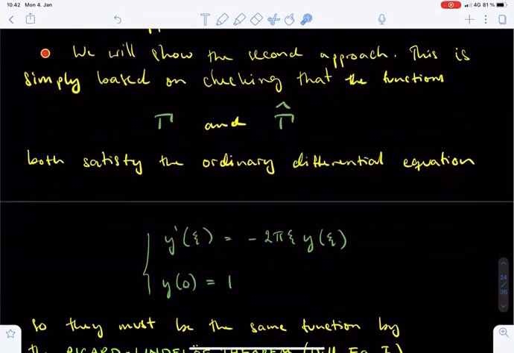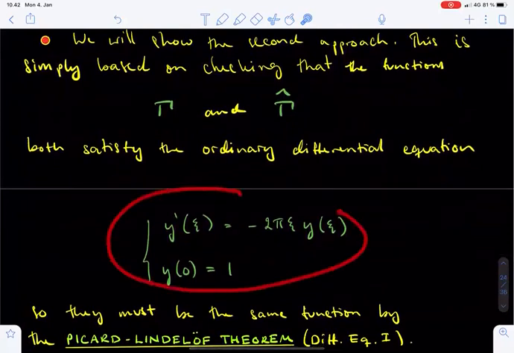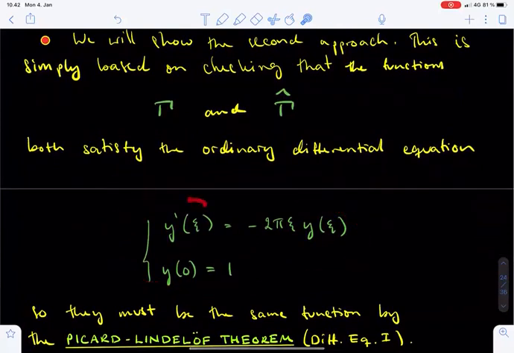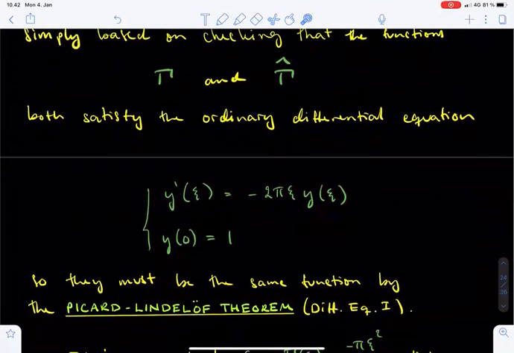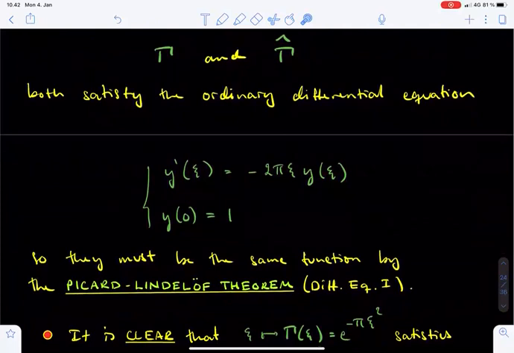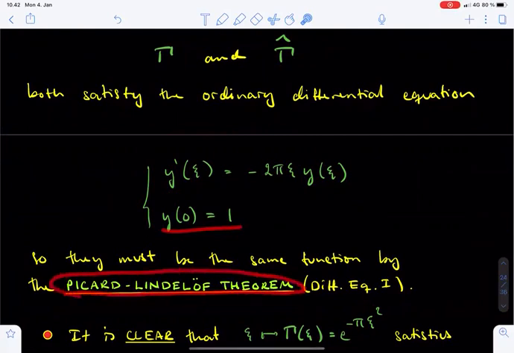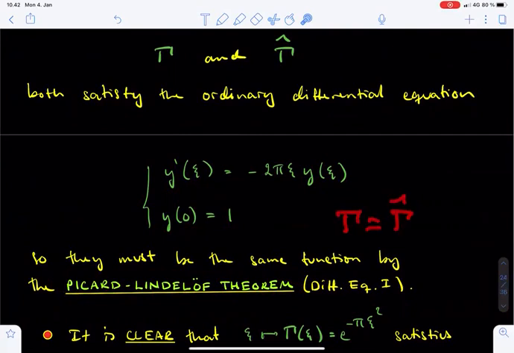To see this, we will verify that both functions satisfy the following ordinary differential equation. y prime at xi equals minus 2 pi xi times y at xi. As the initial value condition, we require that y at 0 equals 1. Once we manage to verify that both the Gaussian and its Fourier transform satisfy this differential equation with the same initial value at 0, it follows from the Picard-Lindelöf existence and uniqueness theorem that gamma and hat gamma are equal on the whole real line.